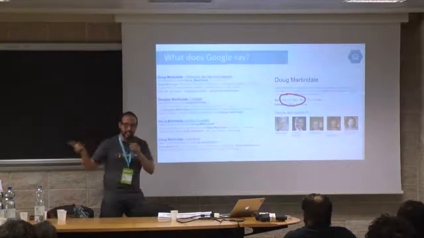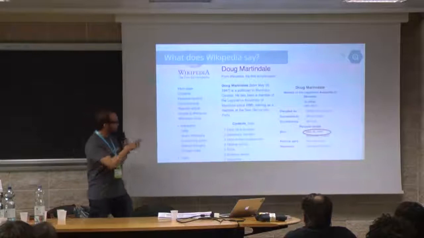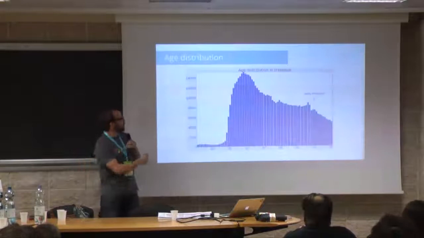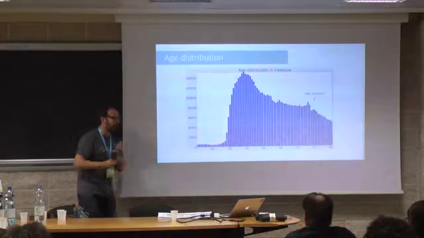If you Google for him, yeah, the knowledge panel has the wrong date. Why? Because we extracted knowledge from Wikipedia. If we go to Wikipedia, you can see that someone typed his age wrong. It happens. You have to learn to live with data that might be wrong and how to clean it. Going back to my chart, here we see how the age is distributed. It's also interesting to see peaks, like the baby boomers down there. There was a big generation.